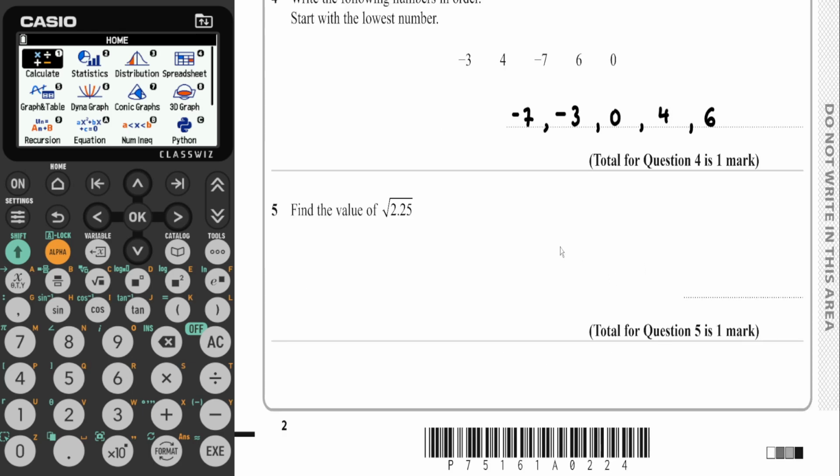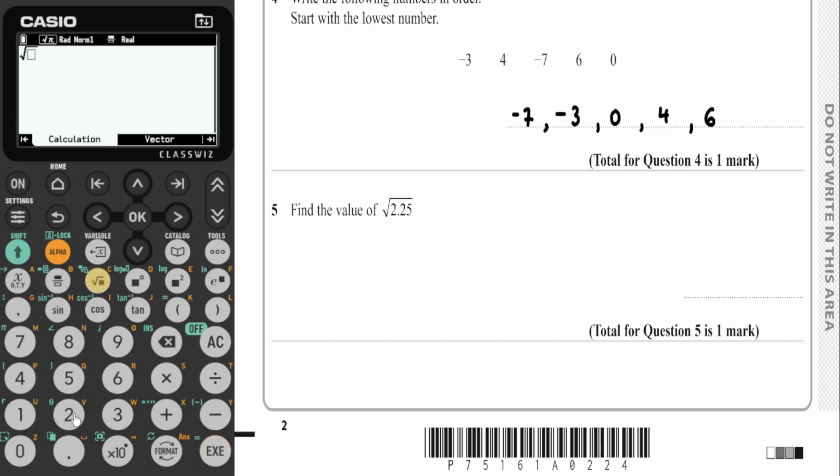Question number 5. Find the value of the square root of 2.25. Using our calculator, the square root of 2.25 is equal to 1.5.